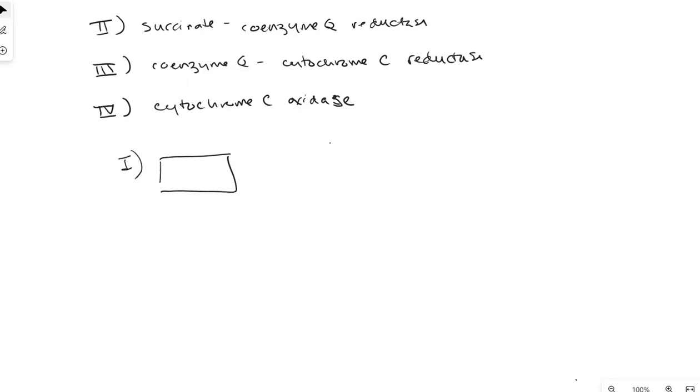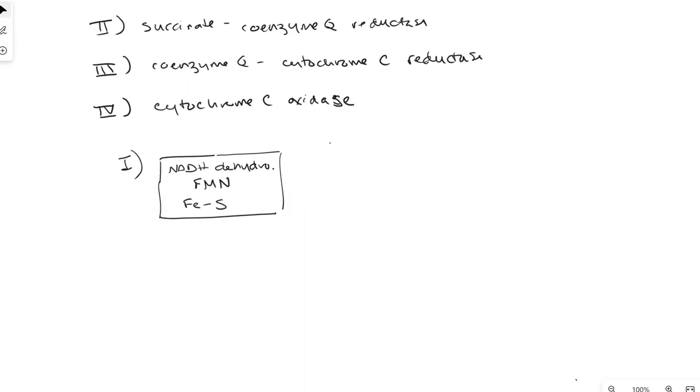So here we have complex 1, and this is our NADH coenzyme Q reductase. It's our bridge to TCA, glycolysis, and fatty acid oxidation, and it's going to be accepting NADH. I need to make this a little bit bigger because I need room to write inside of this box. It has some FMN and some iron sulfur centers.